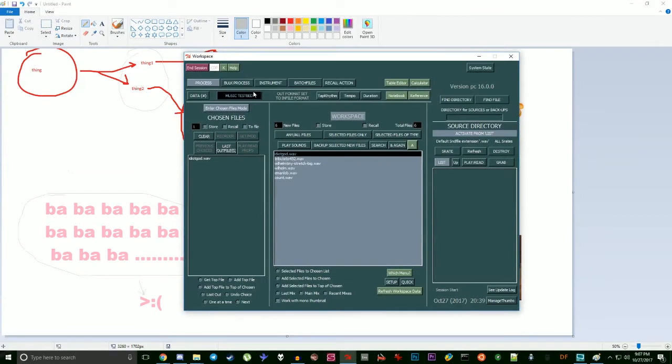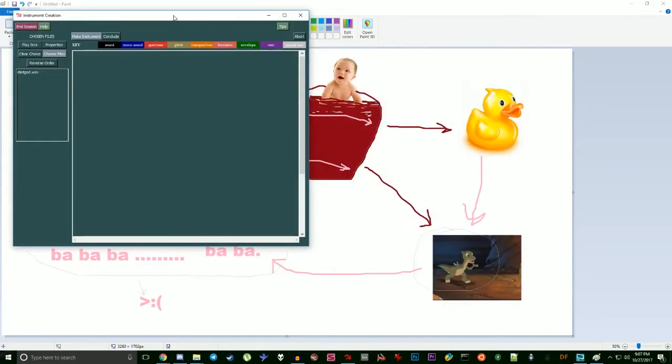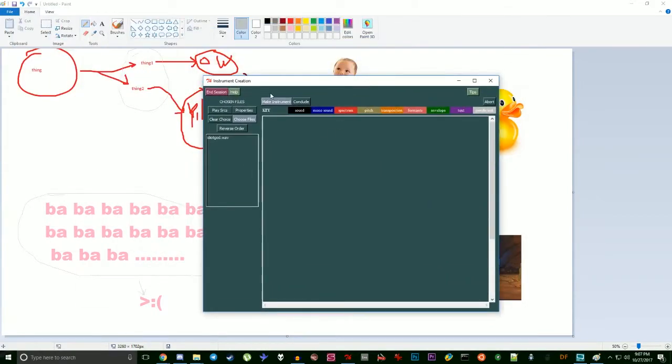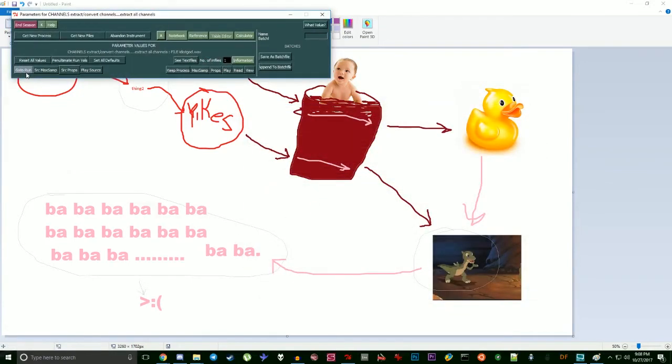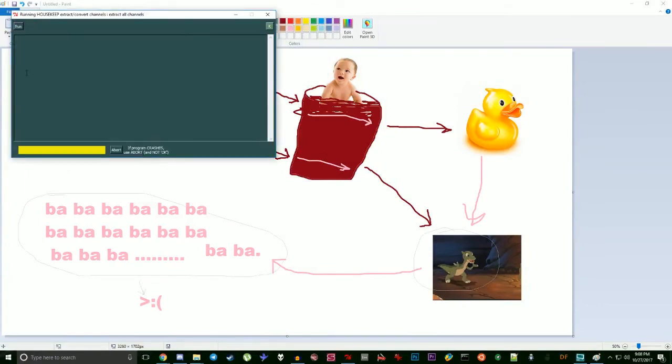Okay, so first we'll go to instrument with Idiot God selected. Then we're going to make instrument. So first thing to do is to go to channels and then extract, and then I'm gonna extract all channels. This is gonna separate the stereo file into the left channel and the right channel.